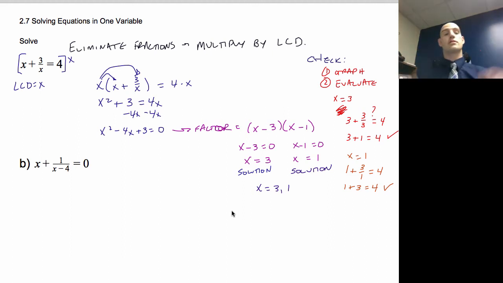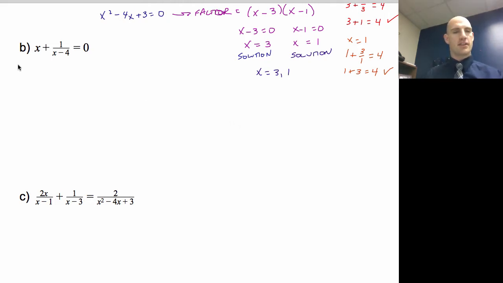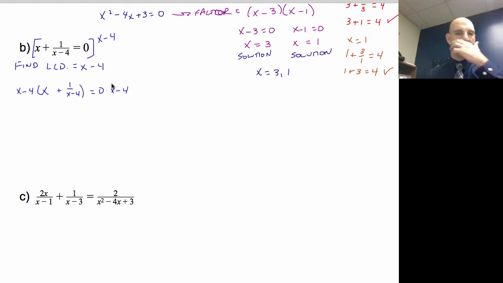Okay, so for that one I had two solutions that worked. Let's check out the next one. I'm still going to find the LCD for this one. In this case, I've got a 1 as a denominator here and x minus 4, and no denominator there. So my LCD is going to be x minus 4. So what I'm going to do is take this whole thing, multiply both sides by x minus 4. Here's what it gives me. x minus 4 times x plus 1 over x minus 4 equals 0 times x minus 4. That's kind of convenient.